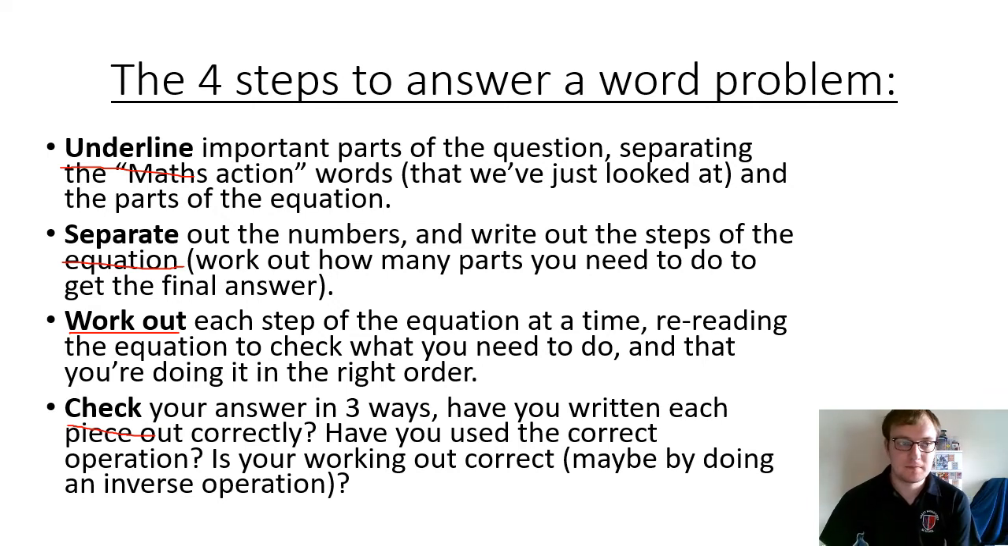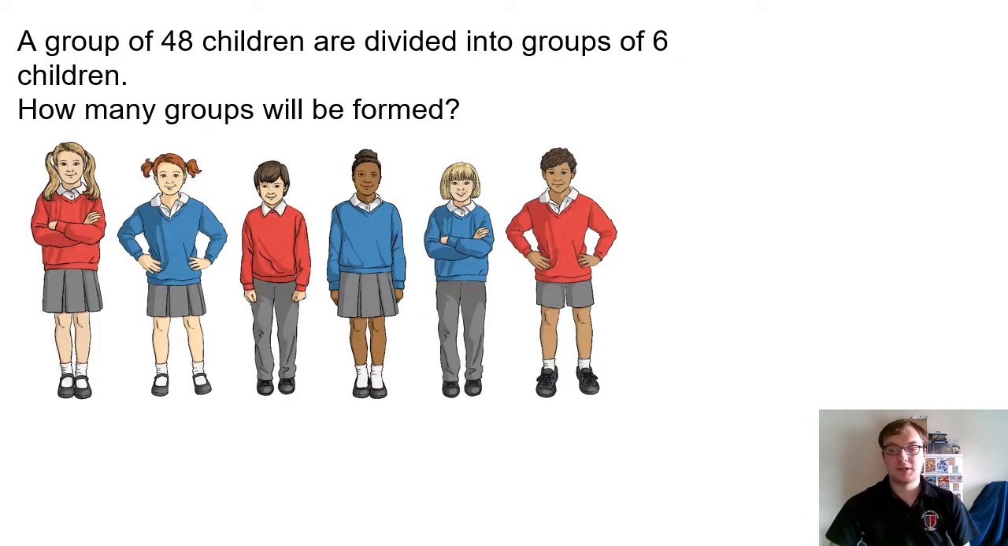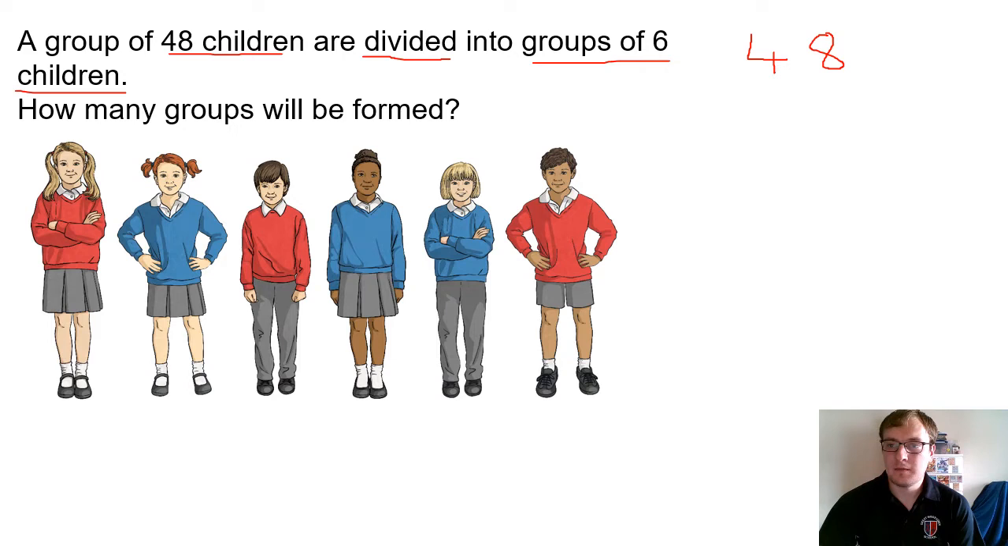And for our first question today, a group of 48 children are divided into groups of 6 children. How many groups will be formed? So first of all, we're going to underline our key points. So we've got 48 children. They are divided, so this is a division question, into groups of 6 children. Now, we know we've got 48, and we divide them into groups of 6.